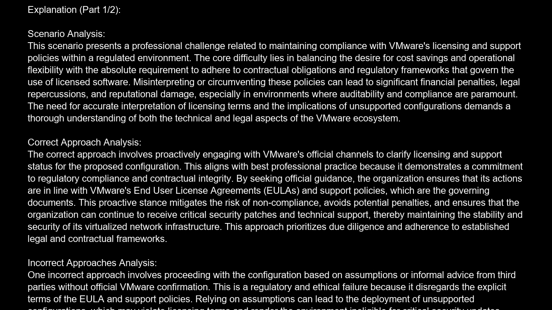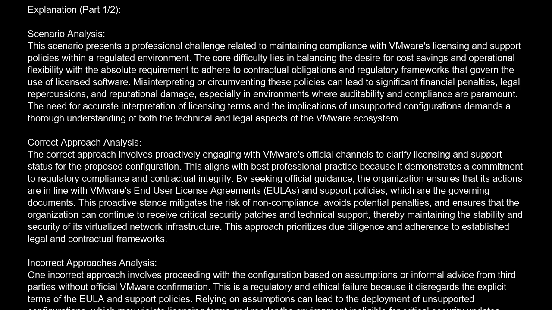Explanation. Scenario analysis. This scenario presents a professional challenge related to maintaining compliance with VMware's licensing and support policies within a regulated environment. The core difficulty lies in balancing the desire for cost savings and operational flexibility with the absolute requirement to adhere to contractual obligations and regulatory frameworks that govern the use of licensed software. Misinterpreting or circumventing these policies can lead to significant financial penalties, legal repercussions, and reputational damage, especially in environments where auditability and compliance are paramount.